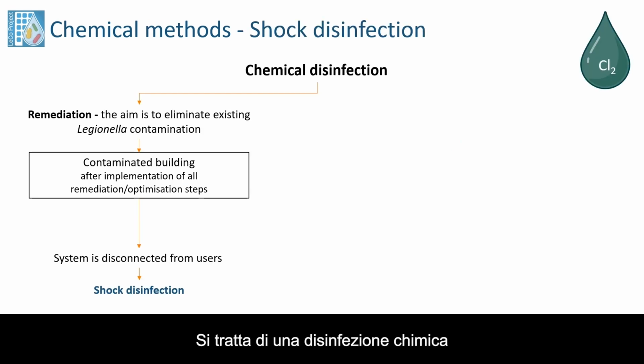Shock disinfection is a chemical disinfection that is mainly used for remediation. So the aim is to eliminate existing Legionella contamination. There is a contaminated building, and system optimizations or remediation have been tried or performed, but the Legionella is still in the biofilm and in the system. So a high concentration of chemicals is applied to eliminate it.